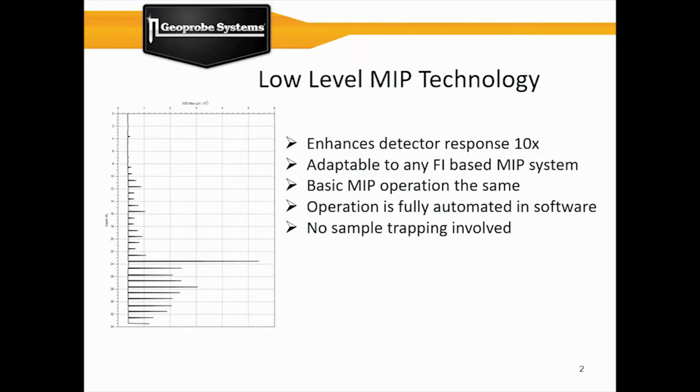Operators must have current FI-based instrumentation to run this method, and it takes approximately 30% longer to perform a log because of the need to wait for not only the sample to collect but also to travel up the trunk line before continuing to the next sampling interval. Besides the additional time, there's not much difference in the MIP operation. The timing process is fully automated in the software and does not include any sample trapping.